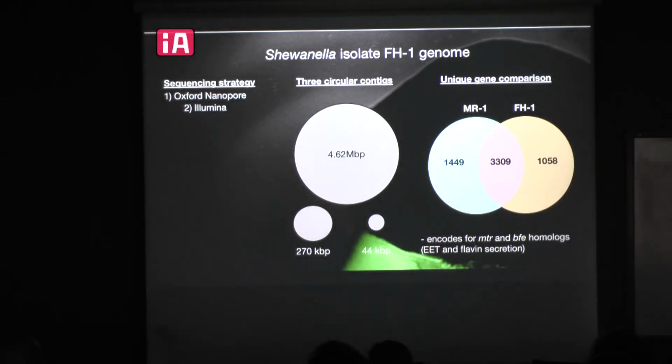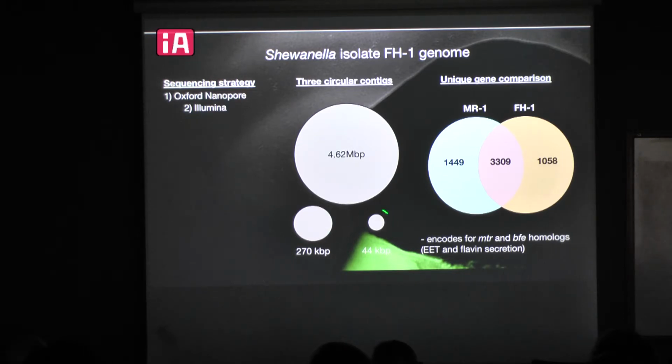Okay, so we sequenced that genome. This was a combination of a little bit of nanopore sequencing with Illumina on top of it. One of the things that we noticed is that most Shewanellas have got a big megaplasmid that's got a lot of just kind of weird stuff on it. This one also had a small plasmid that contains things on it that might help the organism actually associate with the fish. So we're very curious about that.